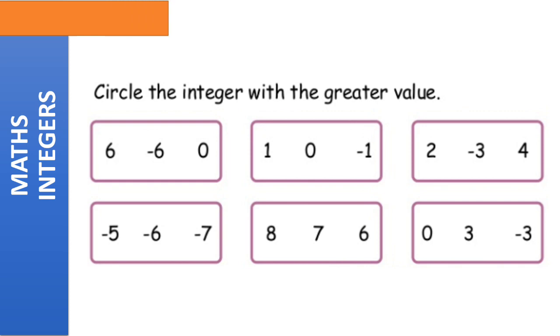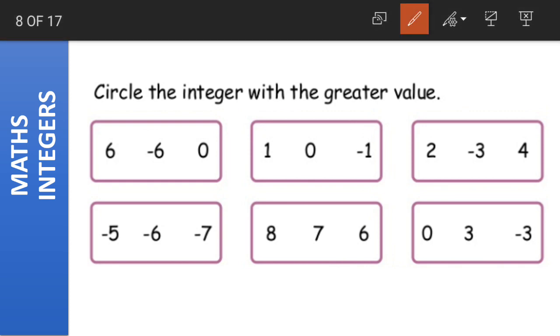Again, the same exercise but just a little difference. There we put up the signs like greater than and less than. Now here we have to just circle the integer with greater value. We are having 6, -6 and 0. If we put all these integers on a number line, 6 falls on the right side. So, automatically 6 becomes the greatest value integer.